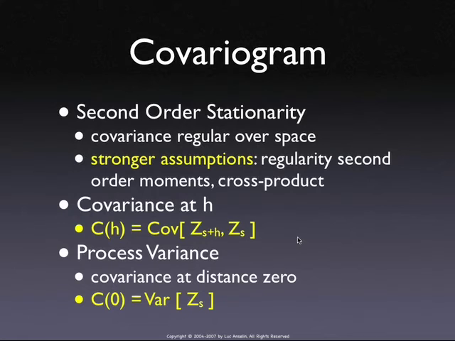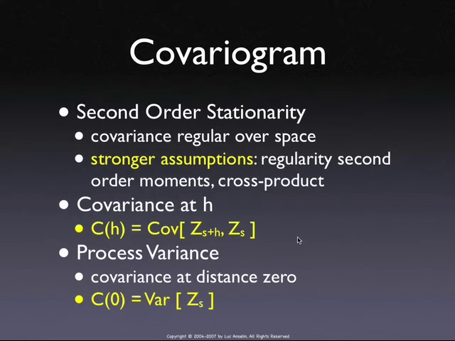Covariance is just the expected value of the cross product of two random variables. What are our two random variables in this case? They are the same z, but measured at distance h apart, or separation h apart. So we will index the covariance by the distance that the two observations are apart.